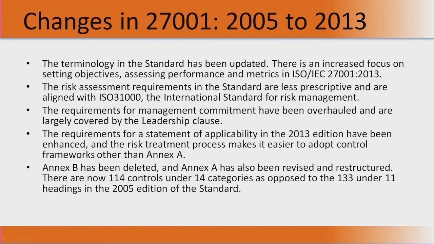And the requirement for the statement of applicability, SOA, has been enhanced, and the risk treatment process makes it easier to adopt a control framework other than Annex A. So, there were specifications in Annex A that you should have used this particular model. Now, that has been enhanced. Annex B, there was an Annex B in the 2005 version, which has been deleted. Annex A also has been revised and restructured. Earlier there were 133 controls under 11 headings or 11 domains. Now, there are 114 under 14 categories.